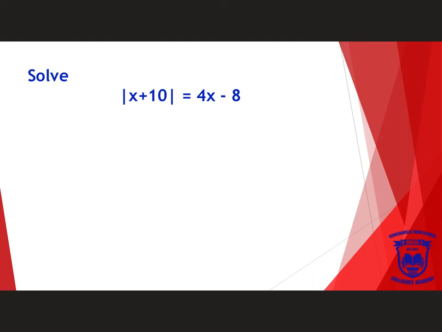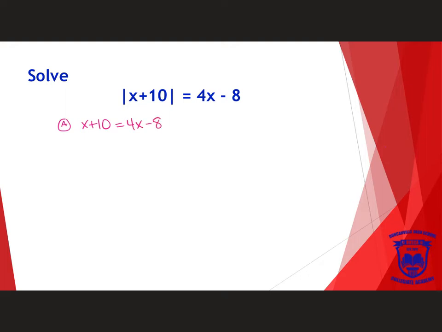Last example. Again, I always want to make sure that I have the absolute value on one side by itself. Do I have that here? Yes, the x plus 10 is by itself. So now that I see that my absolute value is by itself, I can create my two equations. My first equation is going to be x plus 10 is equal to 4x minus 8.